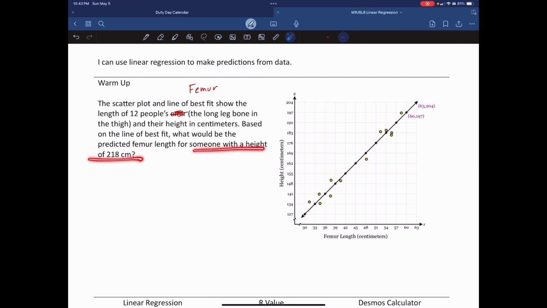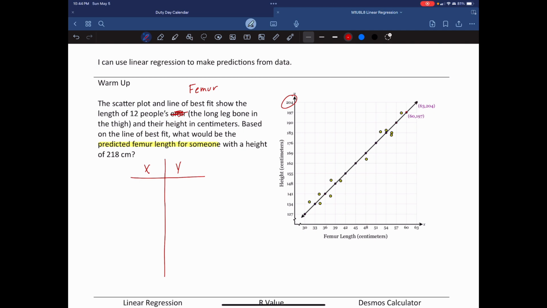Okay, so we are given the height, right? So our question is, what would the predicted femur length be? We're told our height is 218, so I'm going to go ahead and go to 218. We don't have it on here, but we can start by making a table. You can see that my graph only goes to 214, so we need to go beyond our graph, right? So I'm just going to write the last couple of points and see if we can figure out our slope.